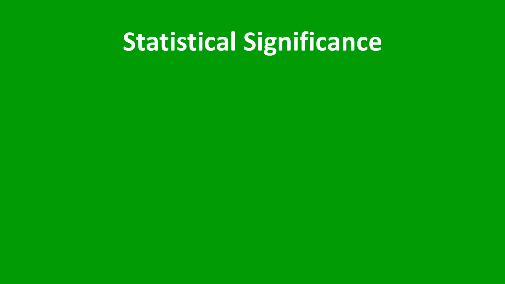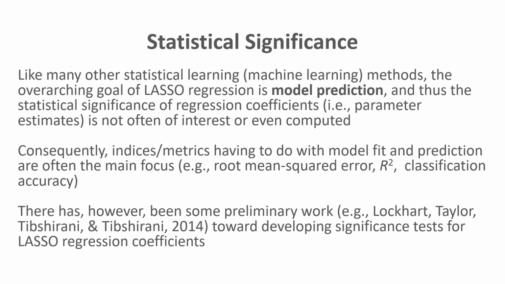Let's move on now to talk about statistical significance and then finish up with practical significance. So like many other statistical learning techniques, more specifically supervised statistical learning techniques, which broadly fall under the umbrella of machine learning methods, the overarching goal of lasso regression is model prediction. And so thus the statistical significance of the regression coefficients or the parameter estimates is not often of interest or even computed at all. You can definitely generate the regression coefficients fairly easily once you find that optimal lambda value. However, again, the statistical significance of each one of those regression coefficients is typically not of interest.